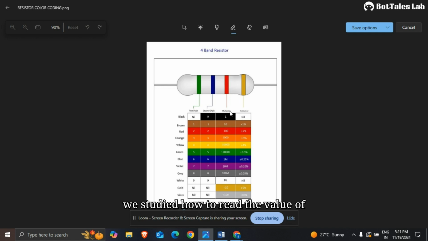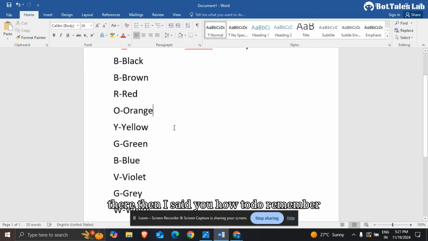Later we studied how to read the value of resistance. One method is called color coding. On a resistor, different color bands will be there: first band, second band, third band, fourth band. The first band stands for the first digit, the second band for the second digit, the third band for the multiplier and the fourth band for tolerance. After that I gave you one table, in which different colors have different values. Then I told you how to remember that table.